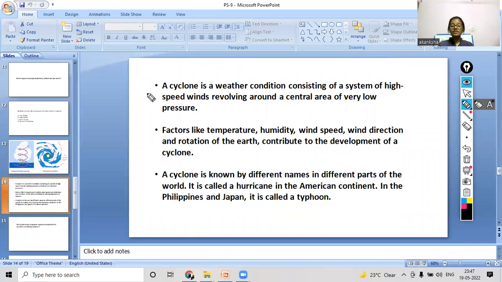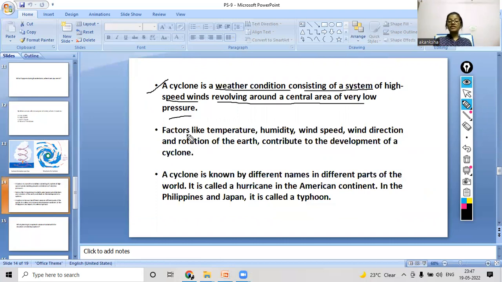So what is a cyclone? A cyclone is a weather condition consisting of a system of high speed winds, right? There are high speed winds revolving around a central area of very low pressure. So whenever there is a low pressure, the wind speed will be very high. This is a given condition that you have to remember.